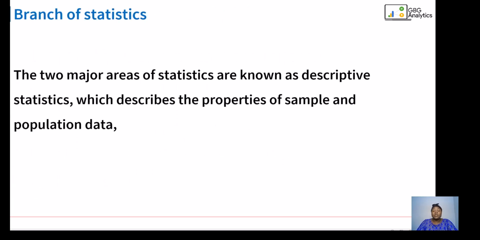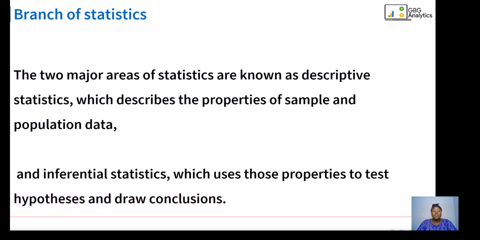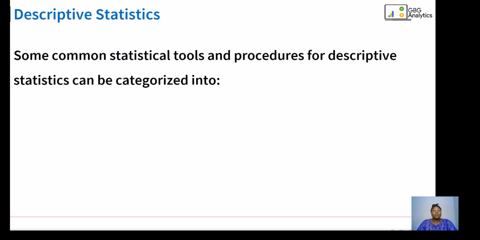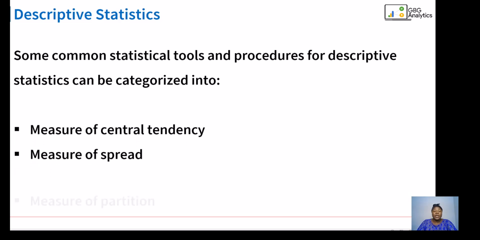There are two major areas of statistics that are well known to us. That is descriptive statistics, which describes the properties of sample and population data, and the second one is inferential statistics, which uses those properties to test hypotheses and draw conclusions. Some common statistical tools and procedures for descriptive statistics are usually categorized into measures of central tendency and measures of spread, then measures of partition.